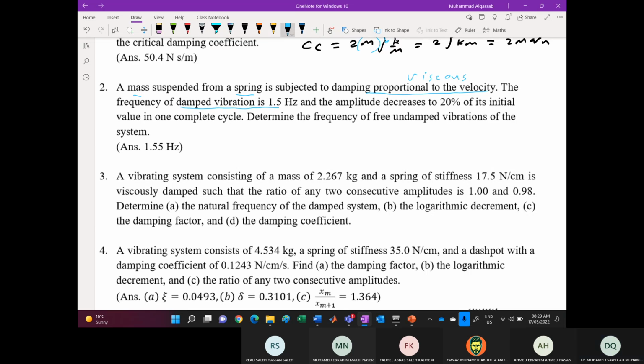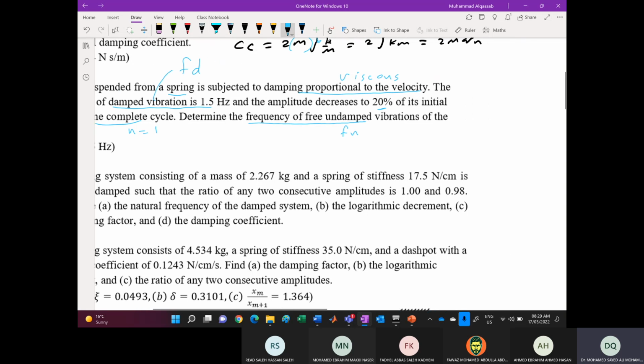So this is fd, right? 1.5 Fd in hertz. And the amplitude decreases to 20% of its initial value in one complete cycle, n equal to 1. In one complete cycle means n equal to 1, and it decreases to 20%. Determine the frequency of free and damped vibrations of the system. The frequency of free vibration means Fn.